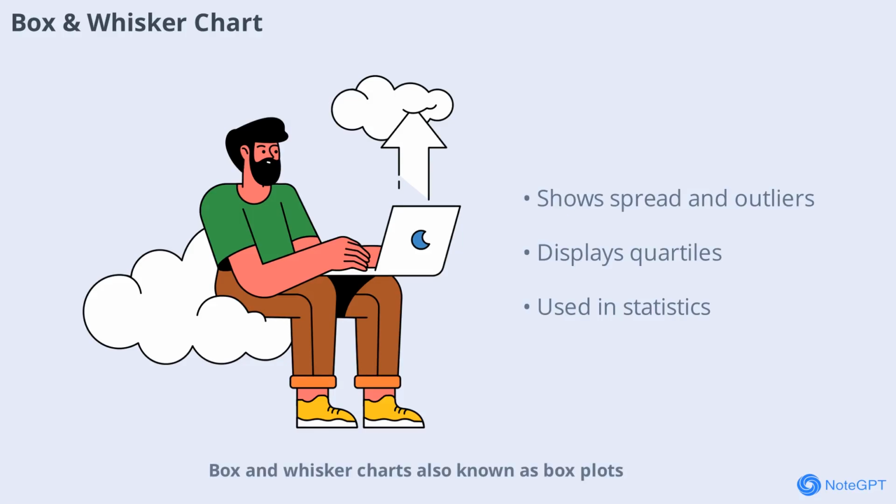Box and whisker charts, also known as box plots, display the spread and distribution of data. They show the median, quartiles, and outliers, making it easy to compare data sets. Box plots are widely used in statistics, research, and quality control to analyze variability and identify unusual values. They provide a concise summary of data distribution in a single visual.